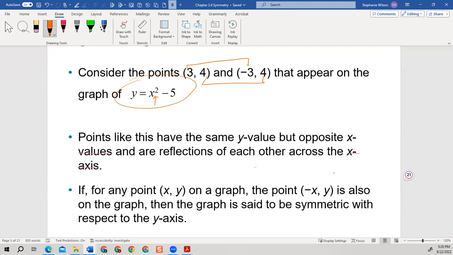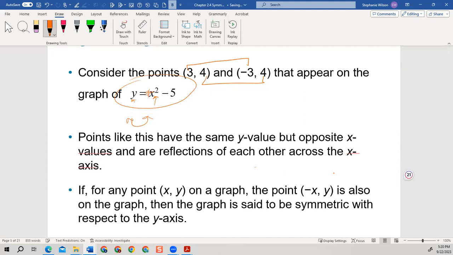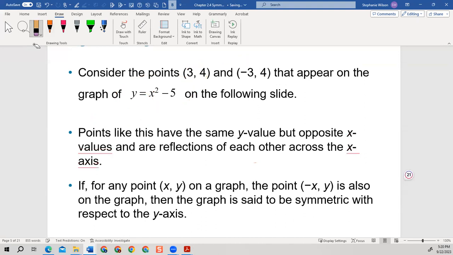X squared tells me it's a parabola. Since it's a positive x squared, +1 on the x squared, we know it's going to open upwards because it's set equal to y. If it was a negative x squared, we would have opened downward. Let me erase this so the rest of the stuff will pop back up. There it goes. So again, points like this have the same y value, but opposite x values.